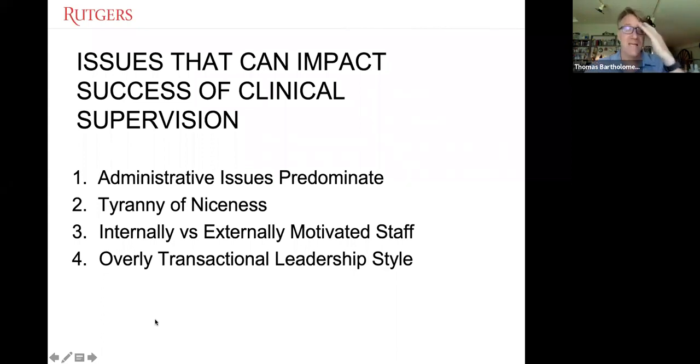And then lastly, this idea of an overly transactional leadership style. You may have heard the terms transactional or transformational. Transactional is, I'm going to tell you what to do. And sometimes leaders have to do that. Supervisors have to do that. It's part of the role. But when that becomes the predominant interaction style, it can really be problematic.